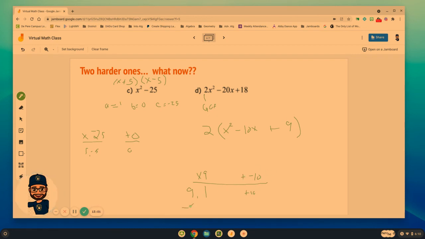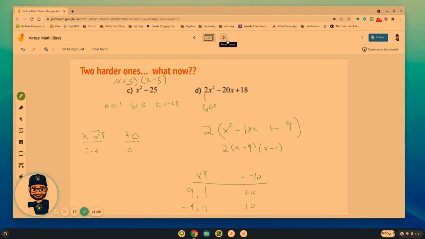So what about negative 9 times negative 1? Negative times negative is positive, but a negative plus a negative is negative 10. So this parenthesis turns into x minus 9 times x minus the 1. Because those are the two factors that multiply up to 9, but add up to negative 10. And we've got to make sure that we bring that 2 out front.